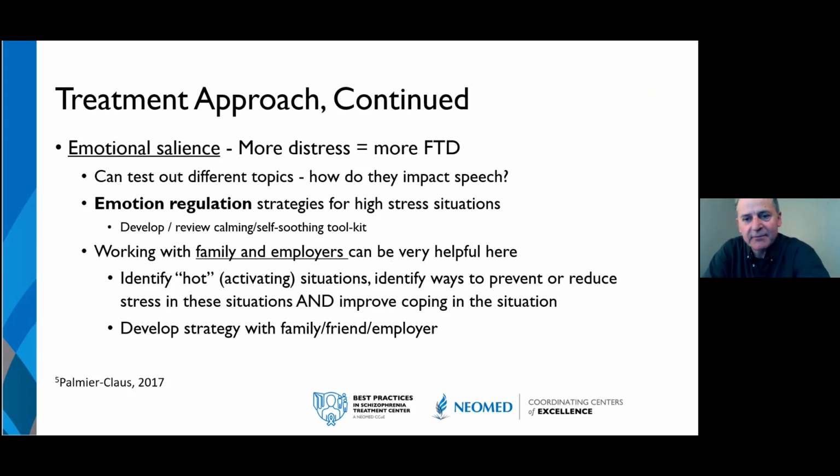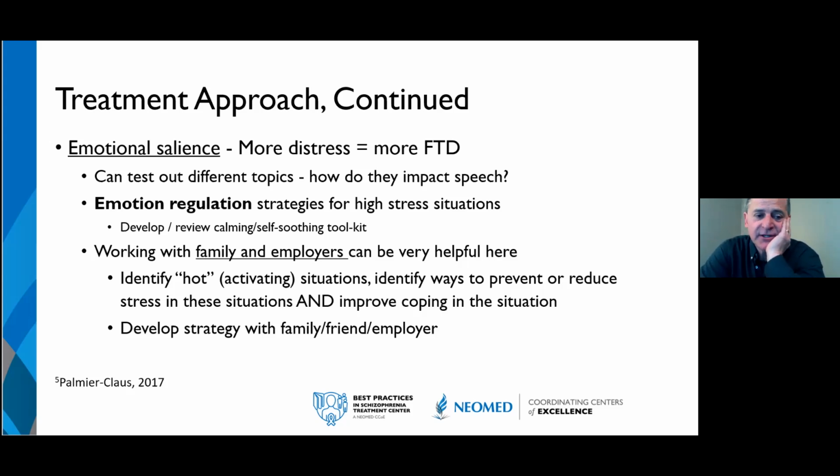In session, if you're wondering about this, you can just sort of assess when you're talking neutral subjects, neutral topics, how are they doing? And then talk about something with a little bit more distress, family's bothering me or work is bothering me, whatever. Does their speech get more disorganized when the emotional topics are more enhanced? And that's just sort of an in-session assessment thing you can do.